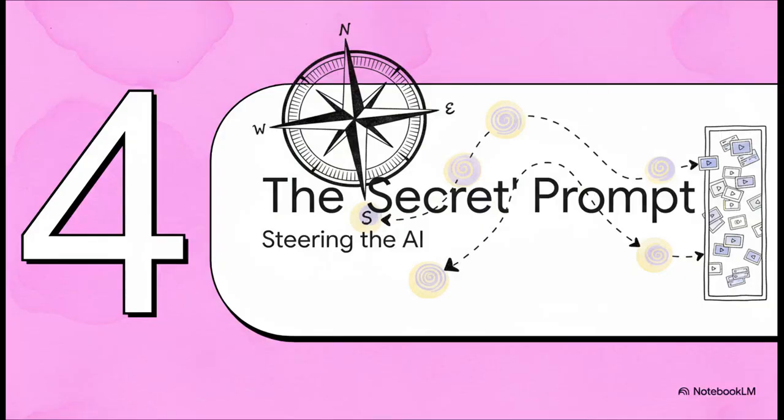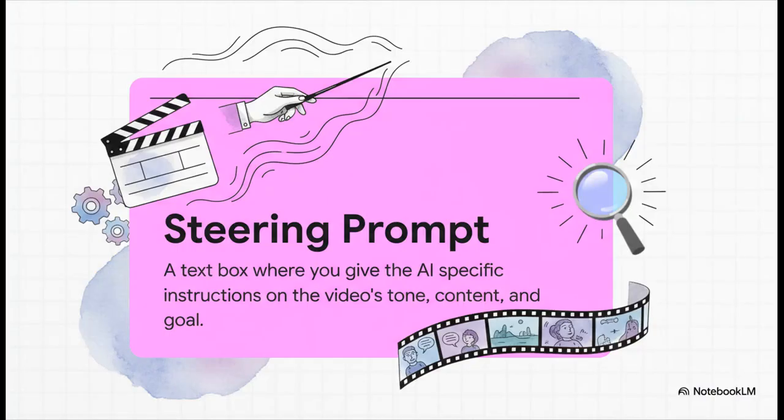Okay, but here's the real secret sauce. There's a hidden feature that most people totally miss, and it is the key to getting the exact video you want. It's called the steering prompt. The steering prompt is basically where you take charge. It's just a little text box where you can give the AI direct orders. You can tell it the tone you want, the key points to focus on, and what the ultimate goal of the video is. You're not just a user anymore, you're the director.